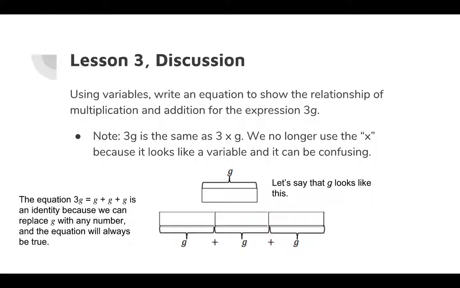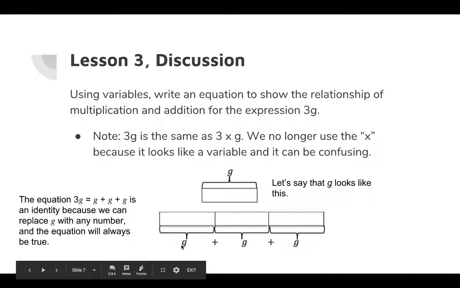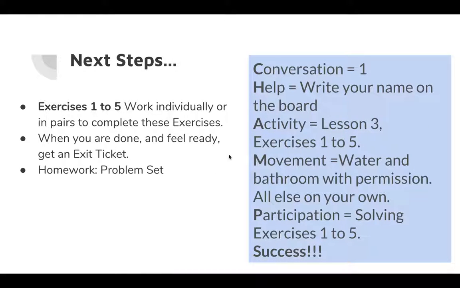So if I were to put in 2, so 3 times 2, you would have 2 plus 2 plus 2, and that would equal 6, which is the same as 3 times 2, which also equals 6.